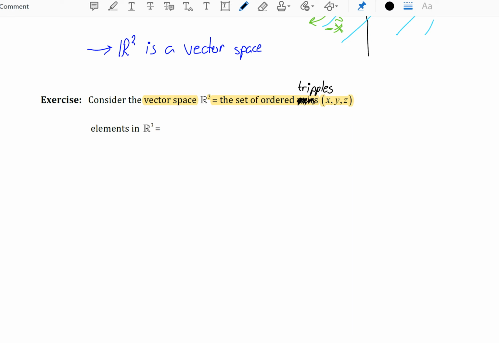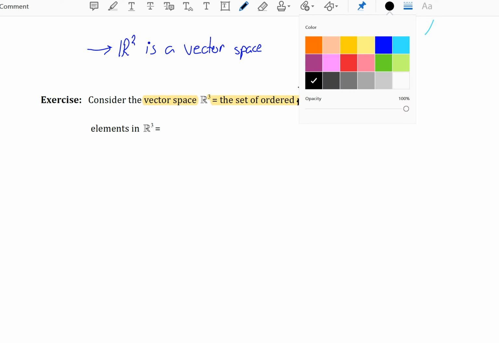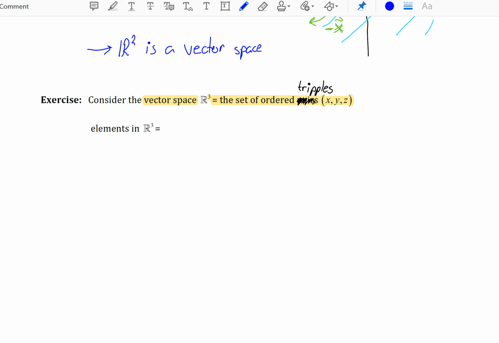Ordered triples. Typically, elements in R3 might look something like x, y, z, such that x, y, and z are each elements. This is your element symbol. They're members of the real numbers.